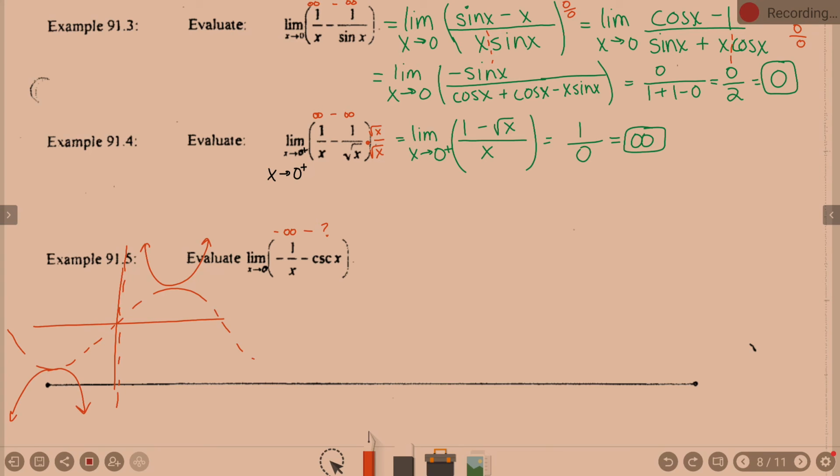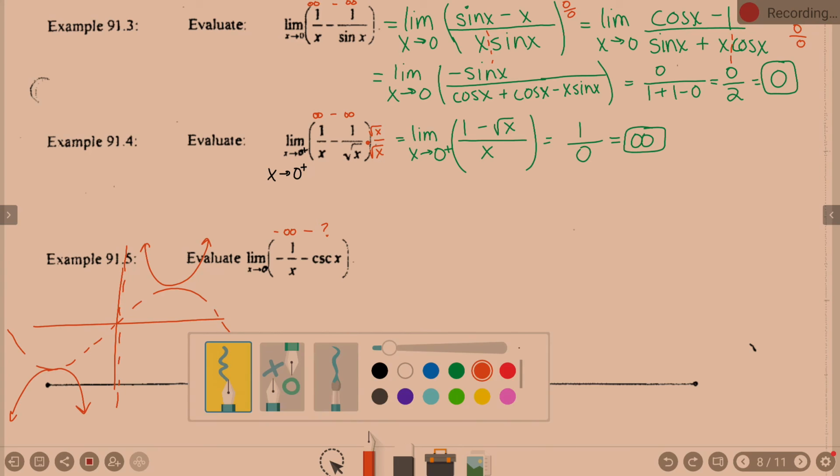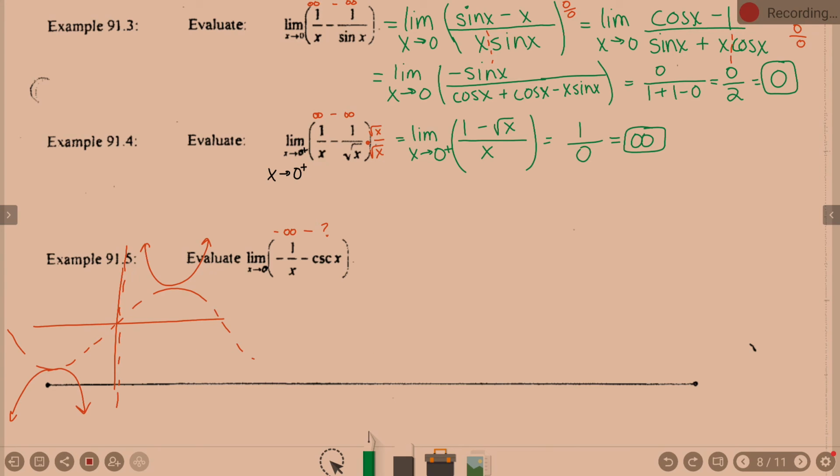So here's what I did with this one. Because it's doing two different things, I broke it up and looked at it as the limit as x approaches 0 from the right. And then I also looked at the limit as x approaches 0 from the left.